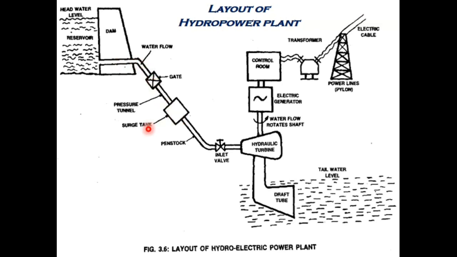After that, surge tanks are provided on the penstock pipe. When the inlet valve is closed, the water pressure is suddenly obstructed, which creates a backward pressure of water called water hammering, which can burst the pipe. So to manage this pressure, or water hammer, we construct a surge tank on the penstock.